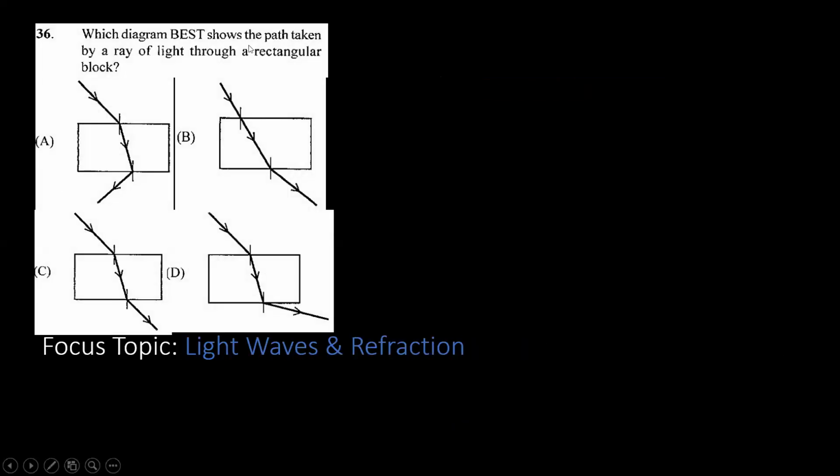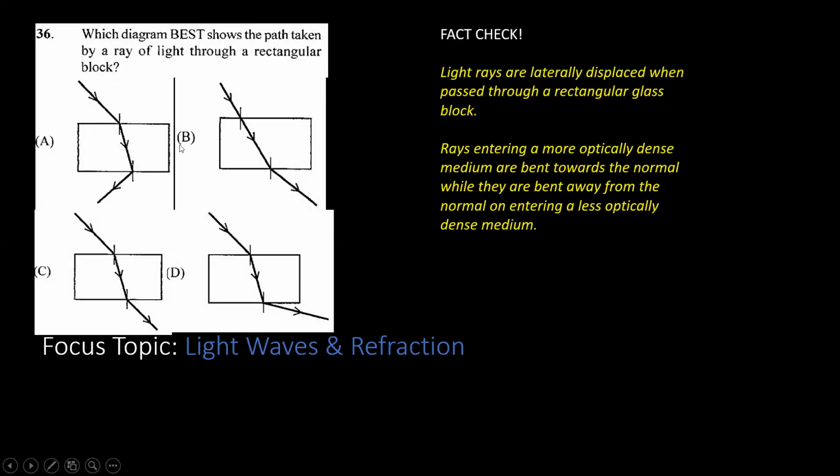Number 36, which of the diagrams best describes a ray of light passing through a rectangular glass block. Now, when a ray of light passes through a rectangular glass block, you're going to have lateral displacement. And also we need to remember that a ray will bend towards the normal when it enters an optically dense medium, while it will bend away from the normal when it enters the optically less dense medium. So C shows the correct features.